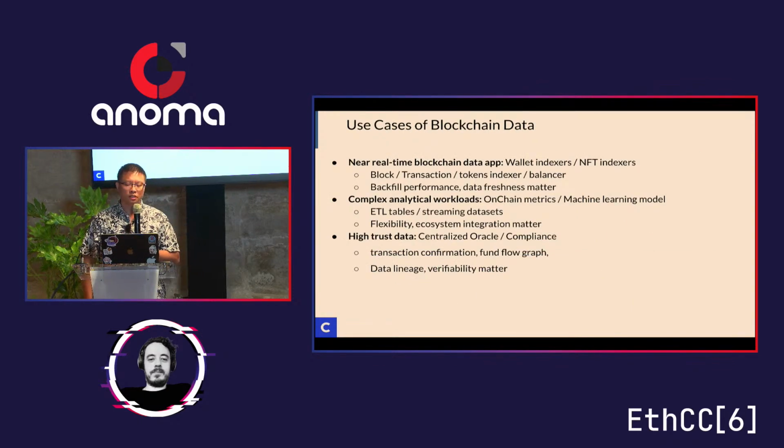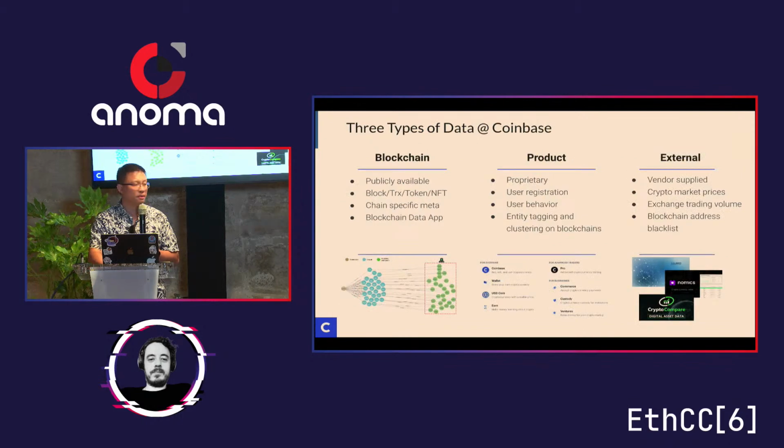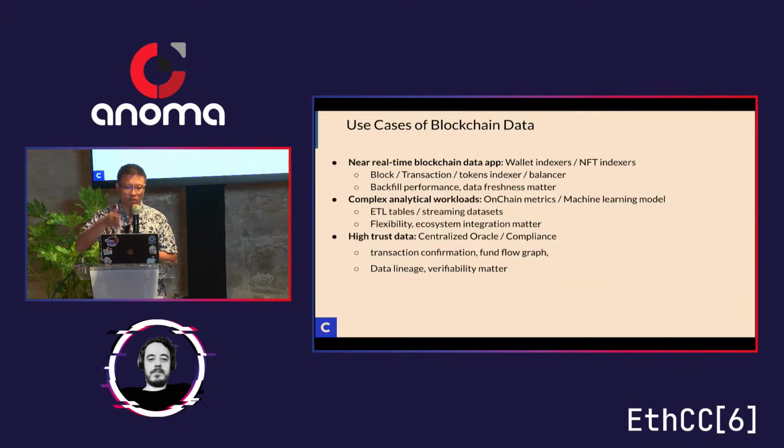Use cases of blockchain data. Because this talk is about blockchain data, let's focus on the first vertical. We have three kinds of use cases. Number one is near real-time blockchain data applications. That includes when you're building a wallet, you need a wallet indexer. When you want to display NFTs, you need an NFT indexer. This kind of application includes blocks, transactions, tokens, balances, you name it.